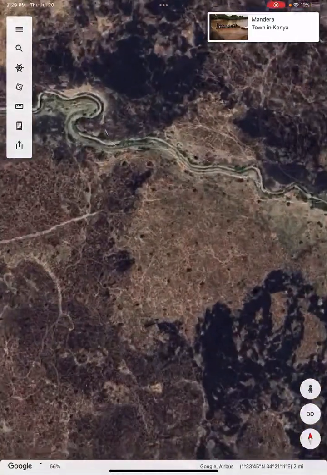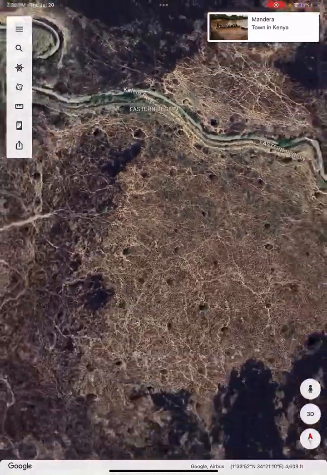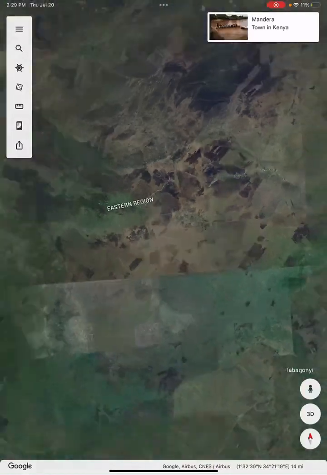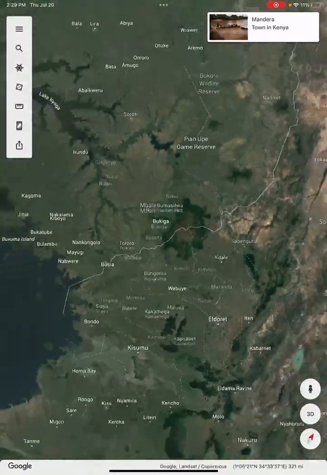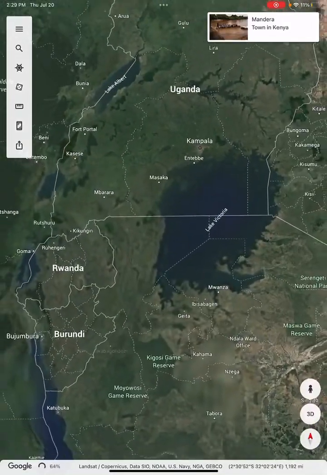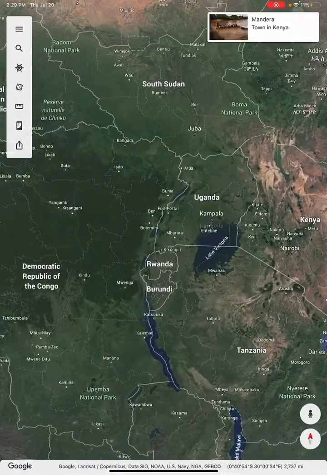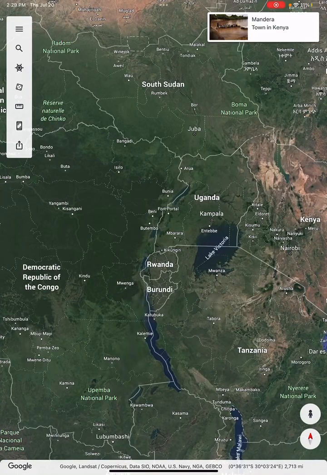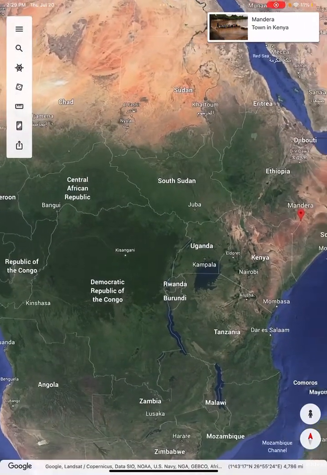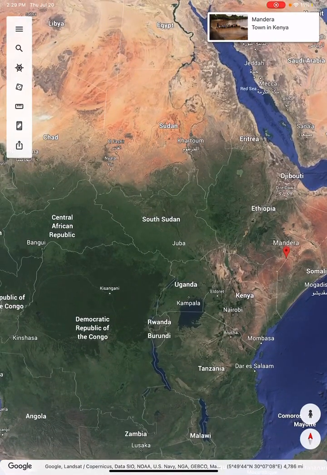See, no river here. This is not the Nile River. This is a different river. So, no, Kenya does not have the Nile River. I'm just going to say this clearly: the Nile River only goes into Uganda, South Sudan, Ethiopia, Eritrea, and Egypt. That's it. It doesn't go into any other countries.